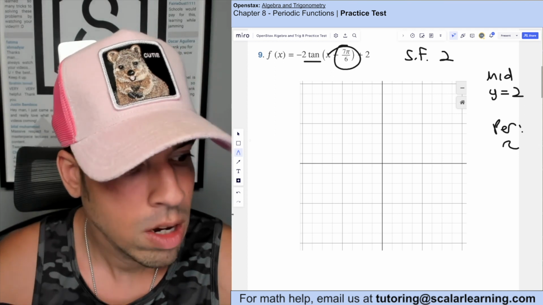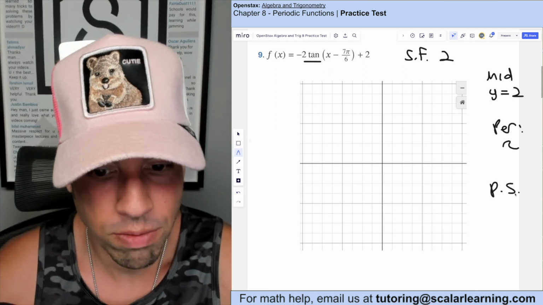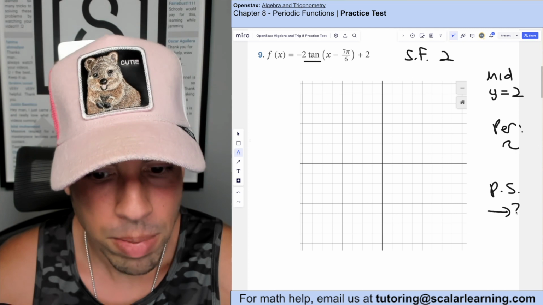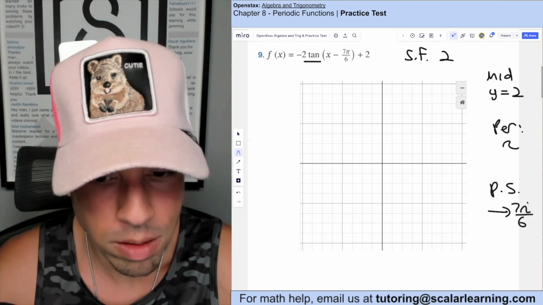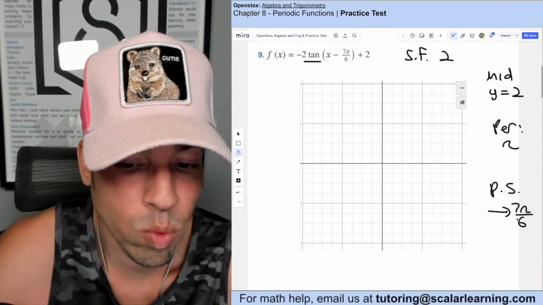But then we have this, which is a phase shift, and the phase shift is going to the right by 7 pi over 6, which is just over pi, right? 1 pi and 1/6 of pi.